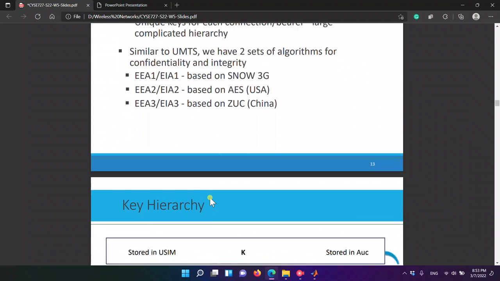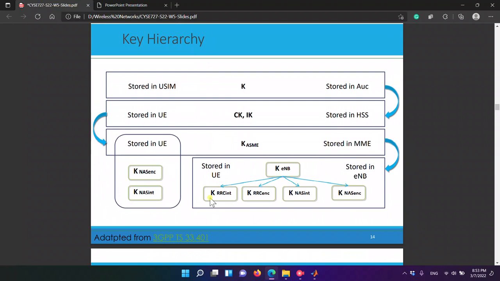Okay. So these are just types of algorithms. For the key hierarchy, let's say this is the highest key. It's only known to the authentication center and it's stored inside the universal SIM card, and the cipher key and the integrity key are stored inside the mobile phone, and it's also stored in the home subscriber service, and the mobile also has these two keys. So this is the encryption and this is short for integrity, but NAS, I don't know what it means.